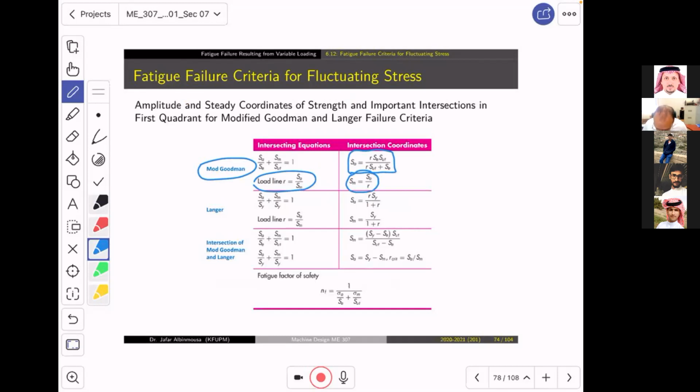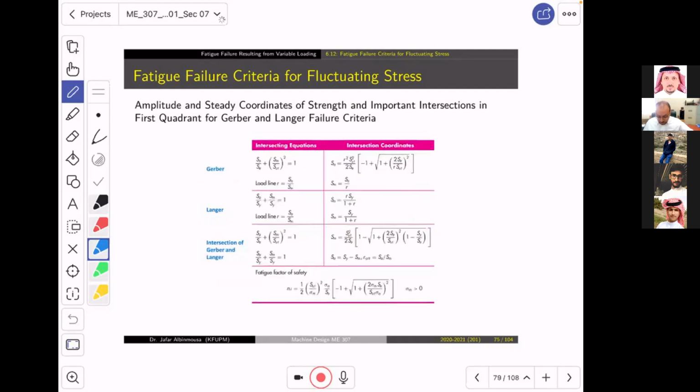Okay. And then between the Langer line and Goodman. So you want to know when Goodman and the Langer line, which is the line of yielding, intersect. And what is the coordinate of that intersection? This is very interesting if you want to program it.